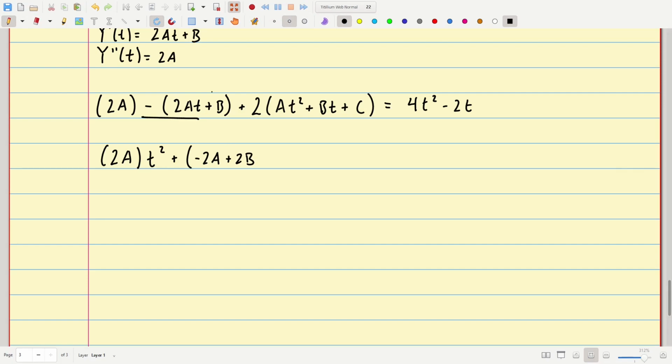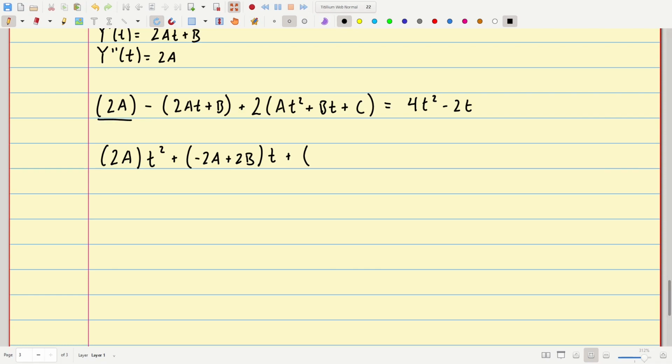Here, the first term, and here, the second. Doesn't look like there's anything else. So the quantity negative 2a plus 2b times t. And then lastly, our constant.